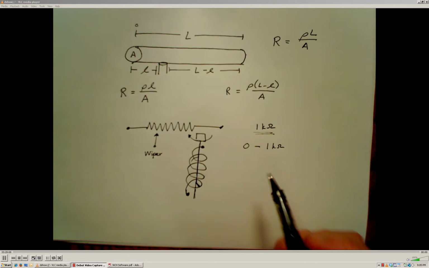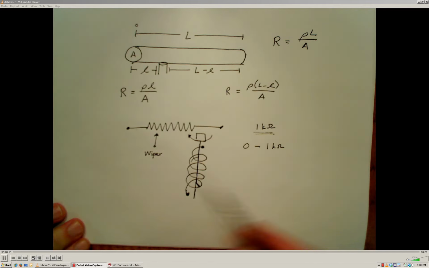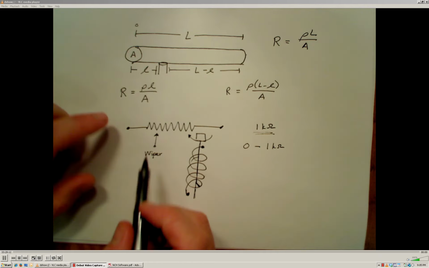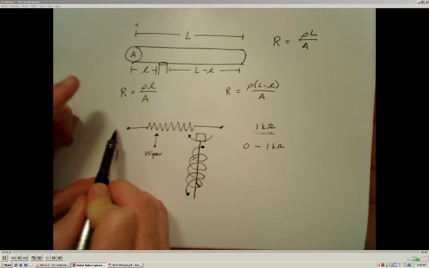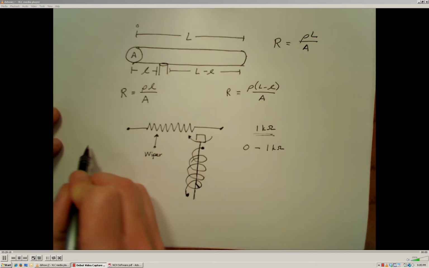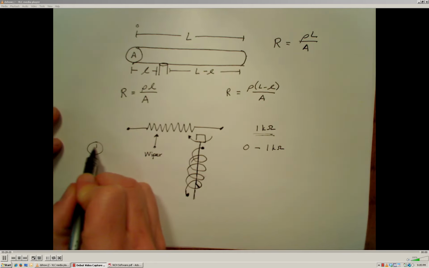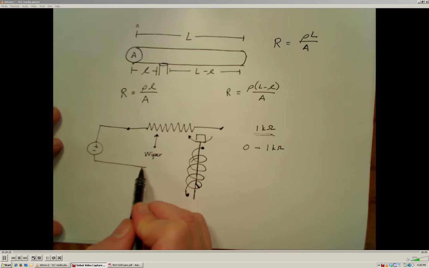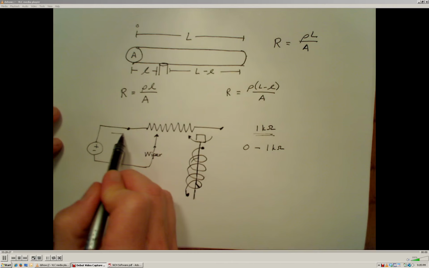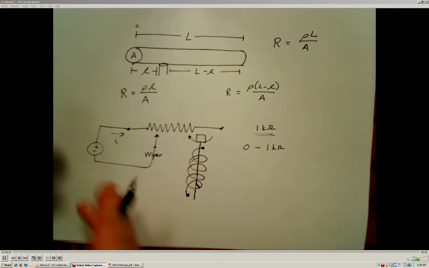Now, you can cause the potentiometer to behave like a variable resistor by, say, putting a power supply and connecting it to one of the fixed ends and the wiper terminal, and we could vary the current that passes through that depending upon the position of the wiper.